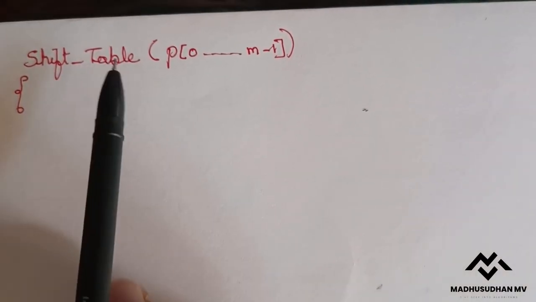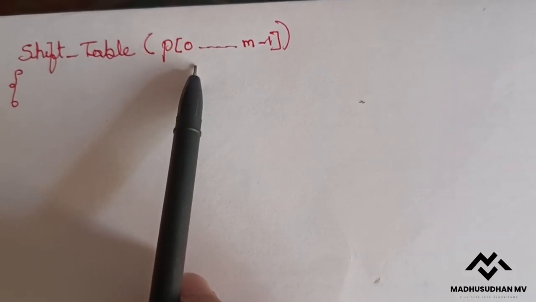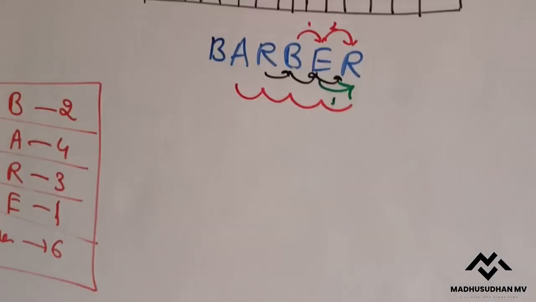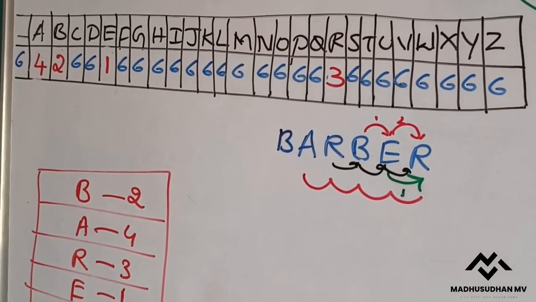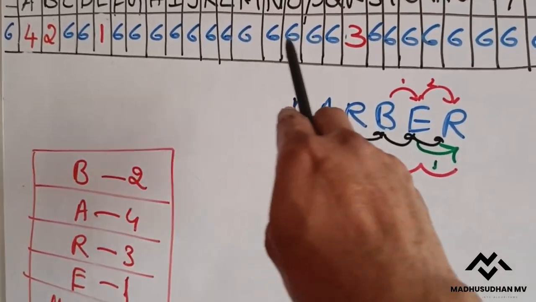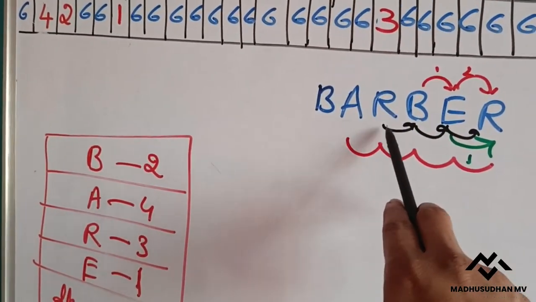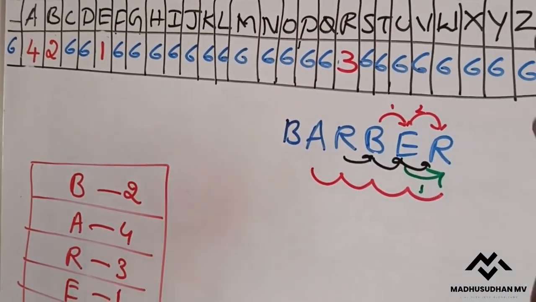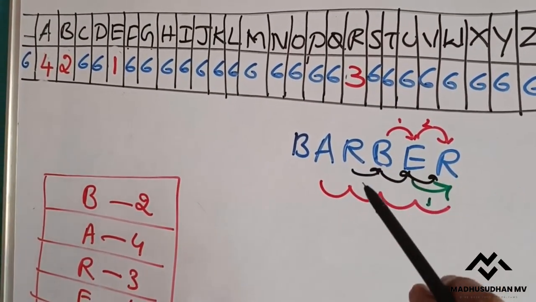So we generate the shift table. The parameter to be passed is what? The pattern for which we need to generate the shift table. First, initially, we initialized all the table entries with what? 6. That means the pattern length. In this example, the pattern length is 6 because there are 6 characters in the pattern. So initialize the shift table with the length of the pattern.